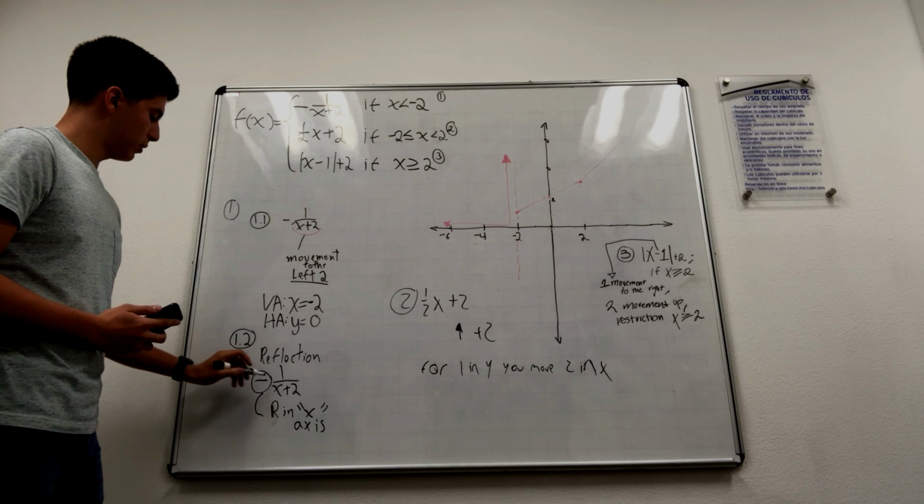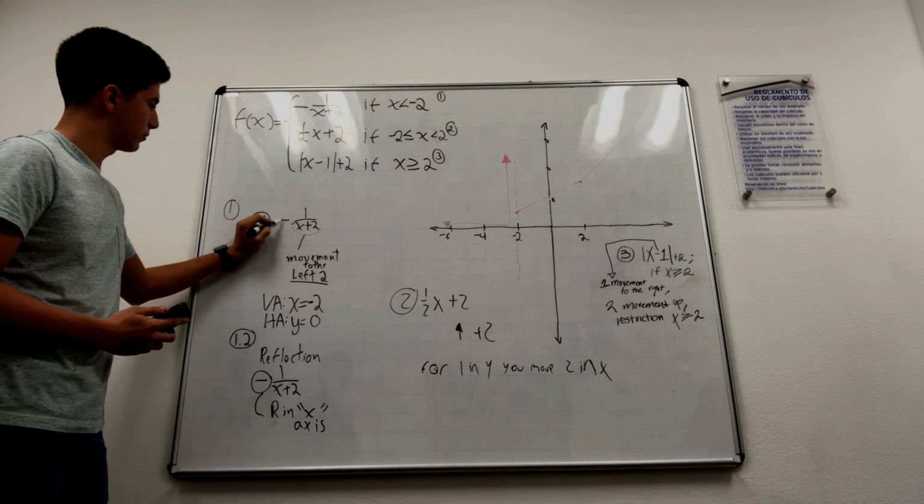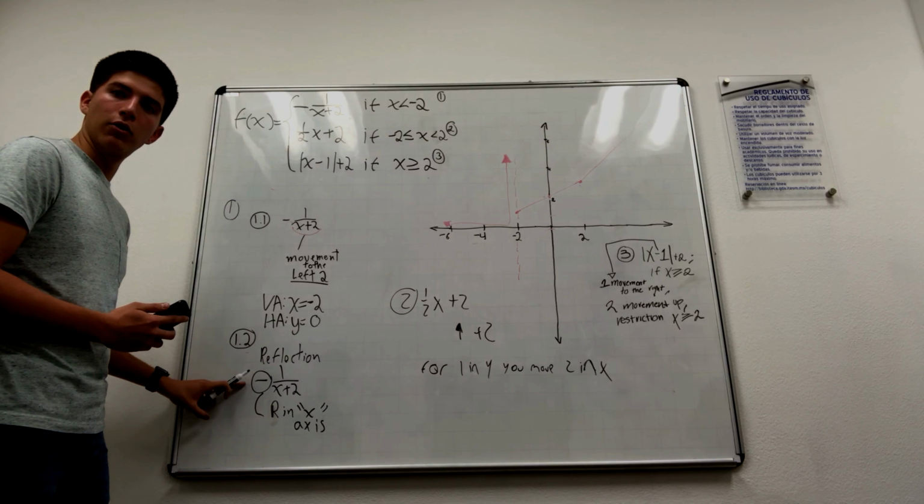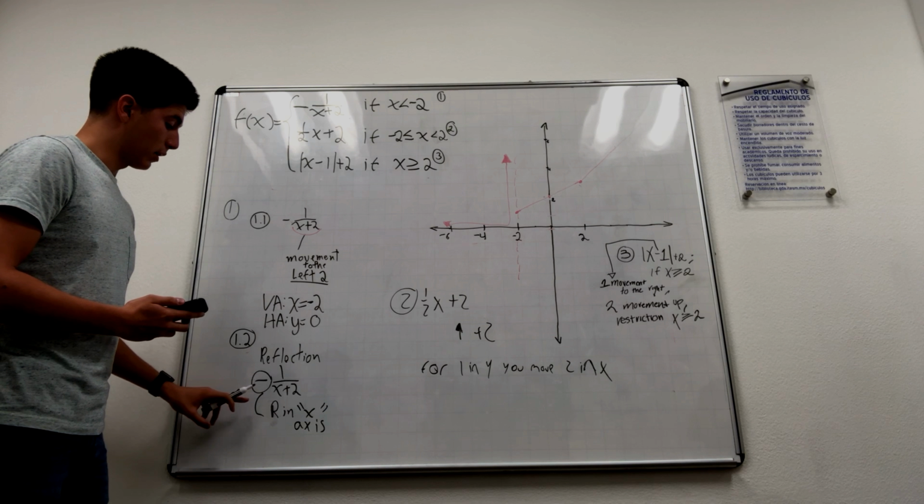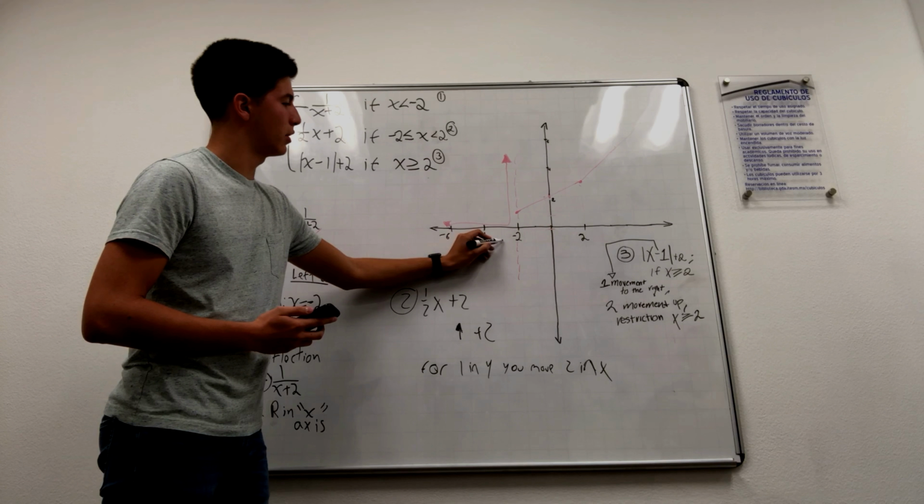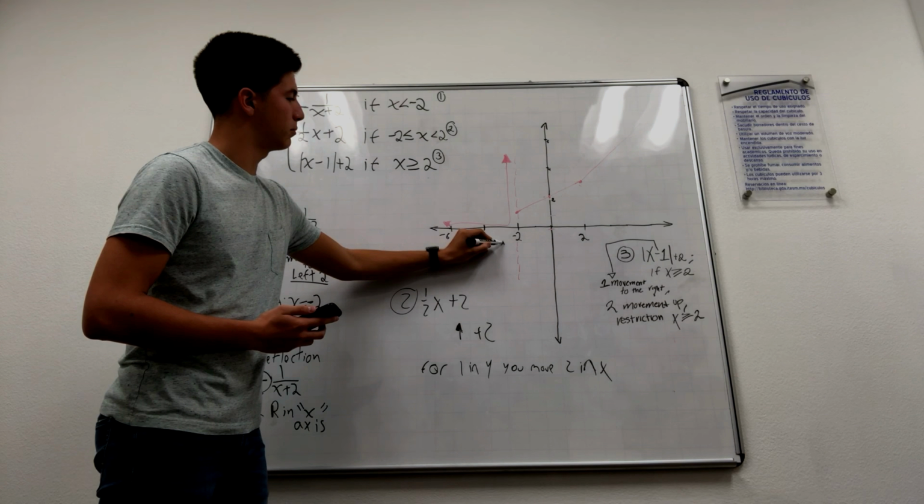And the last step is the reflection. The reflection will be the sign outside the fraction, and the negative outside of the fraction means a reflection in the x-axis. So the first one will be here, and then it will pass over here.